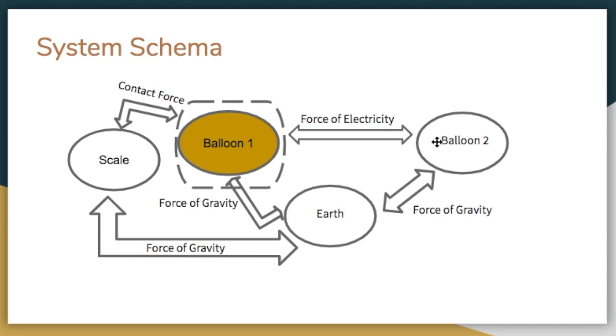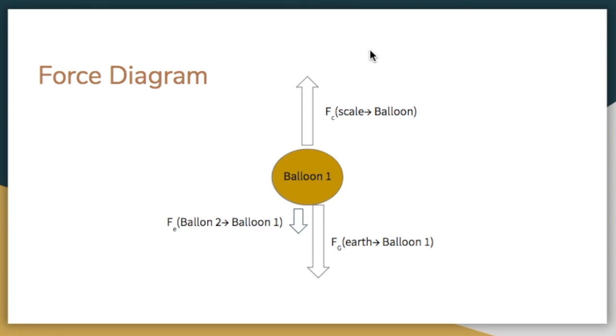This is our system schema for balloon 1, which had a contact force with the scale and then a force of electricity with balloon 2. And then this is a force diagram that went along with our system schema, in which balloon 1 had an upward contact force with the scale, which was the normal force, that equaled the force of electricity from balloon 2 going down on balloon 1 and the force of gravity from the Earth.